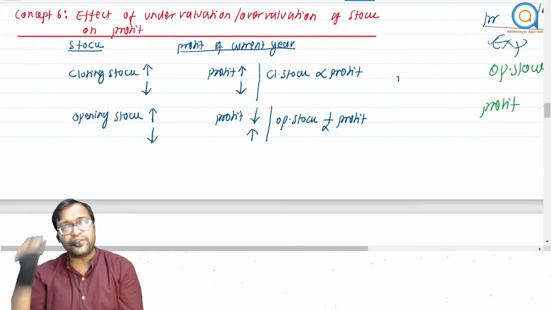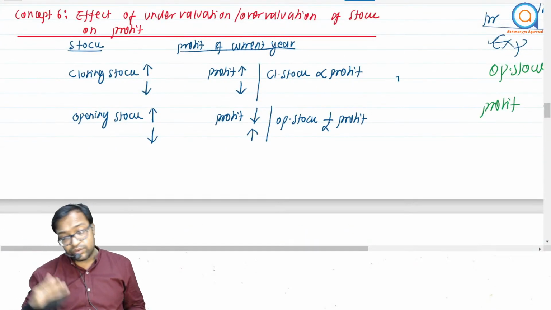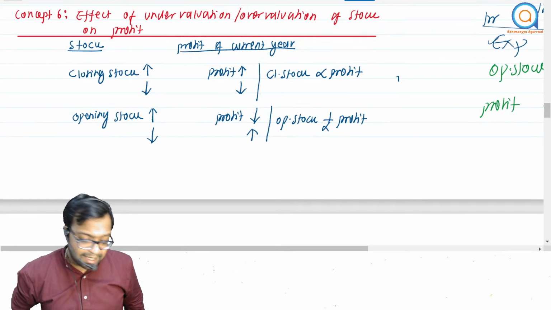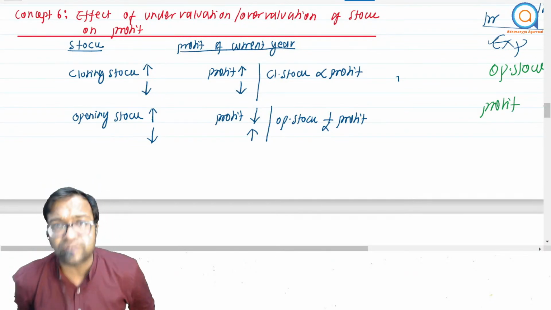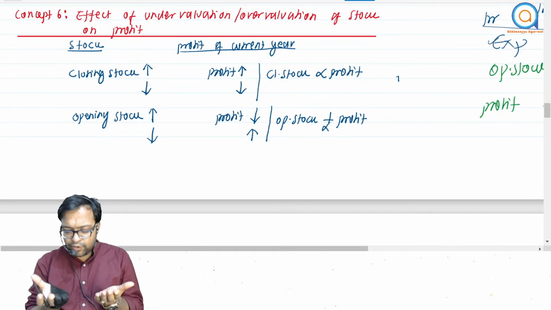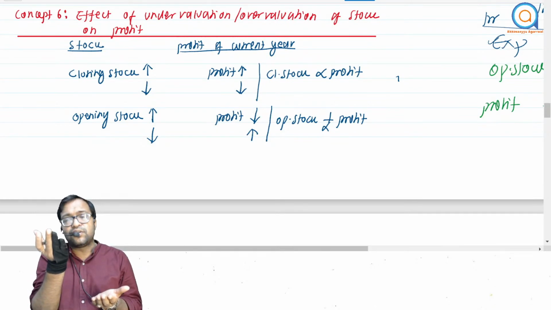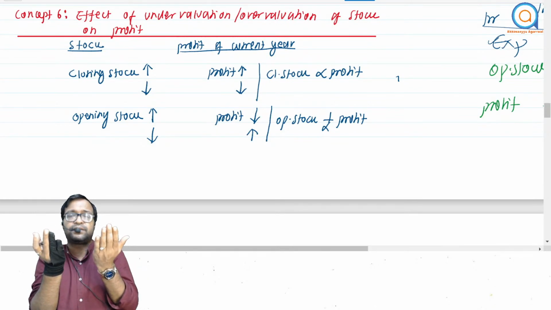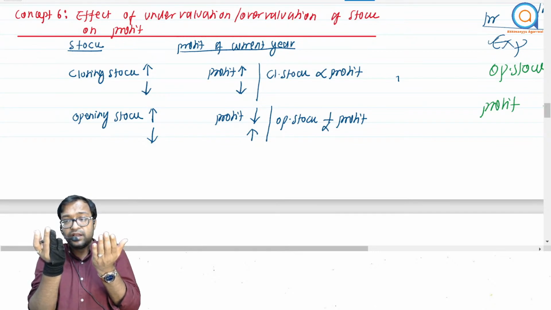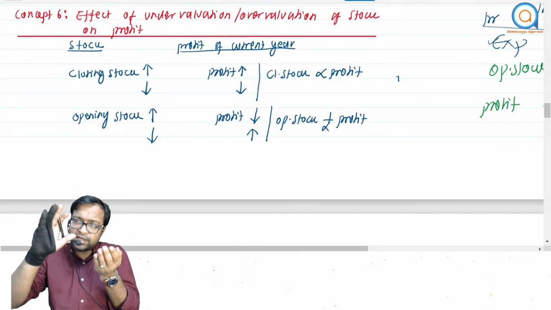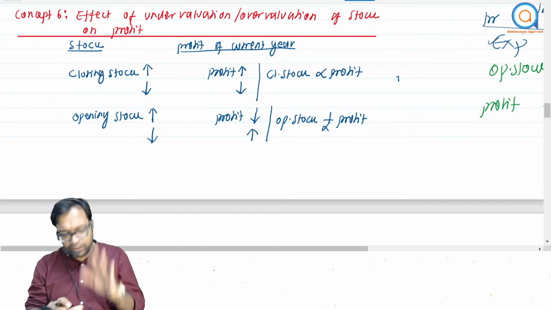Then we learn, that is, you should know, what is the effect of stock valuation on profit. If you overstate your closing stock, your profit will be overstated in the current year. If the current year's closing stock is understated, profit will also be understated.